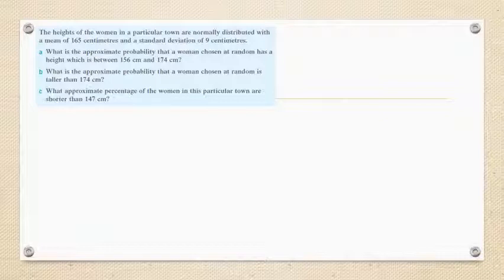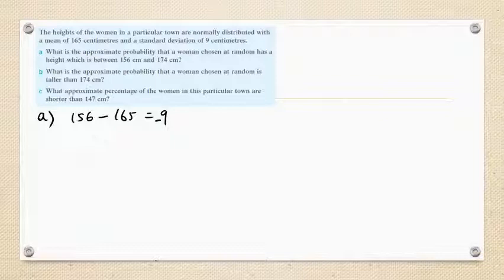All right, the heights of the women in a particular town are normally distributed with a mean of 165 and a standard deviation of 9 centimeters. A. What is the approximate probability that a woman chosen at random has a height which is between 156 and 174? So what we need to do is determine how many standard deviations each of these are away. So 156 minus 165, notice that I always do the one given minus the mean. There's a reason for that. So that gives us negative 9.